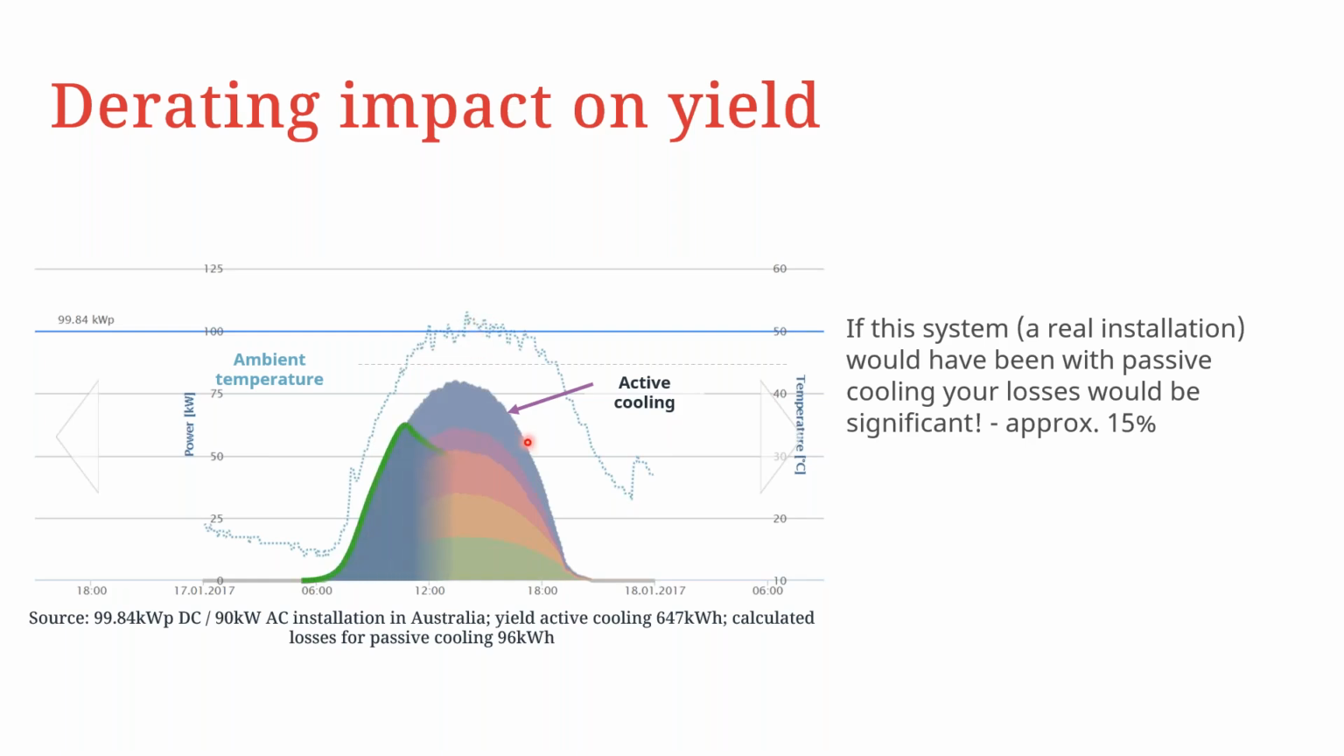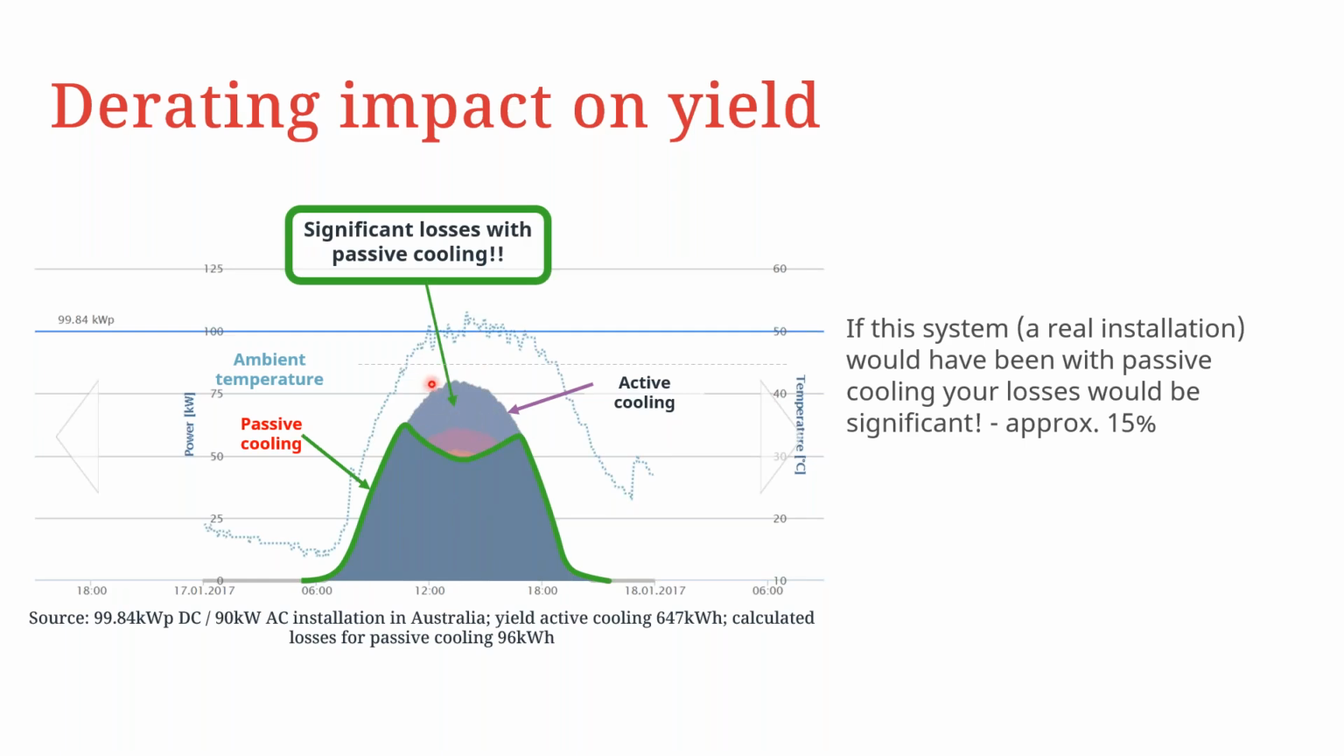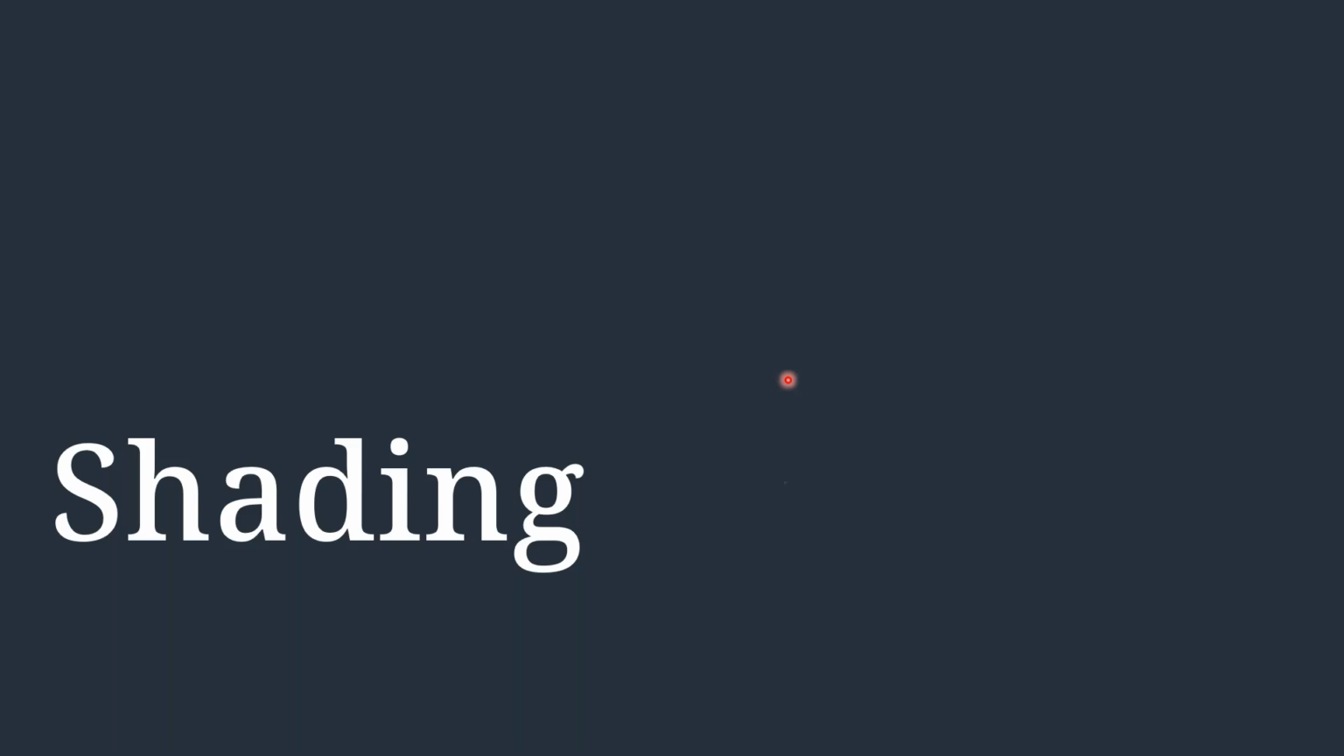So if you are to use a passively cooled inverter, when the ambient temperature would be at the highest point, then the passively cooled inverter automatically would derate the power output. And therefore, if this setup was done with a passively cooled inverter, the yield losses in this case would be significant at about 15%, which would be about 96 kilowatt hours for this particular system.